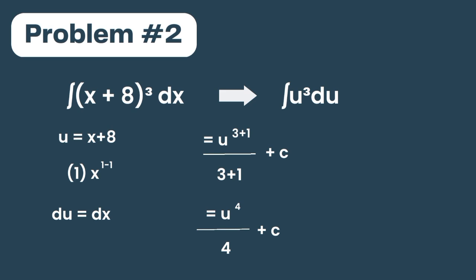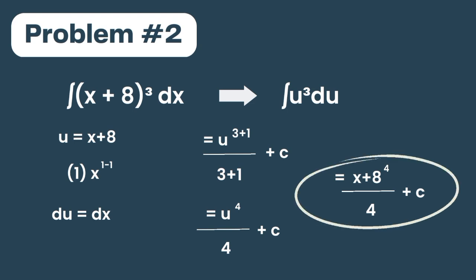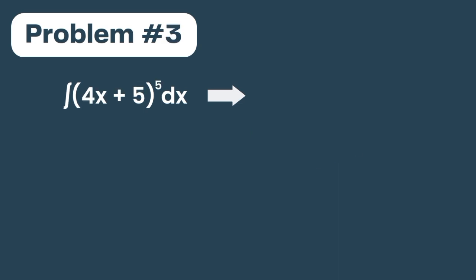Then we need to substitute the u from the given, which is x plus 8, and now we will have x plus 8 raised to 4 over 4 plus c. On to problem number 3. The integral of 4x plus 5 raised to 5 dx. The u is 4x plus 5.